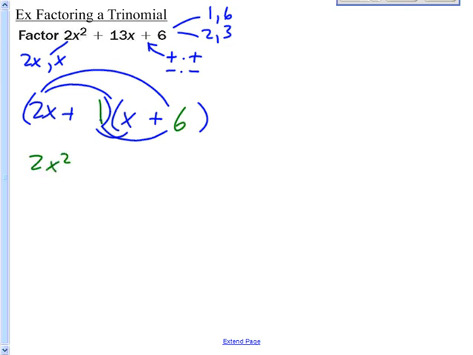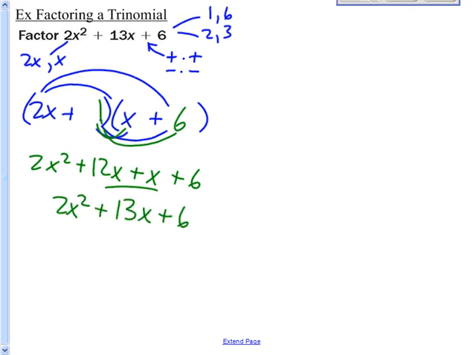2x times x, 2x squared. 2x times the positive 6, 12x. 1 times x, positive 1x. 1 times 6, positive 6. Combine your like terms. Oh, that's what we started with. Okay, so there is the factorization, the correct factorization: 2x plus 1 times x plus 6.